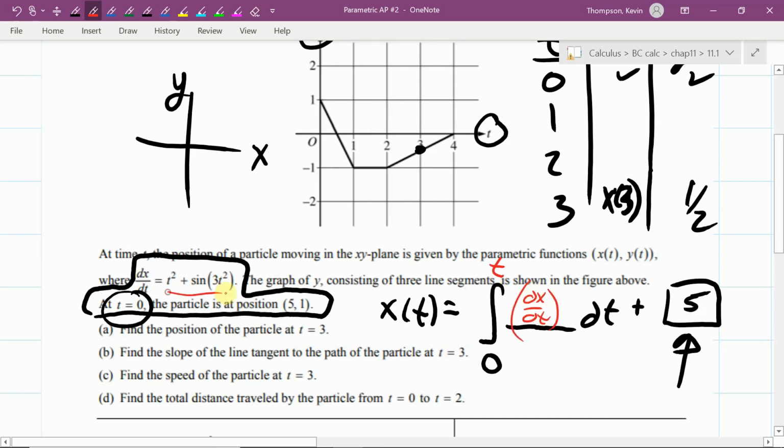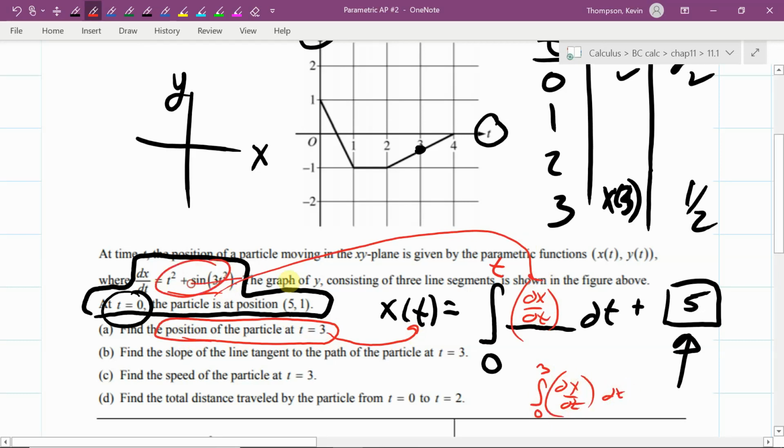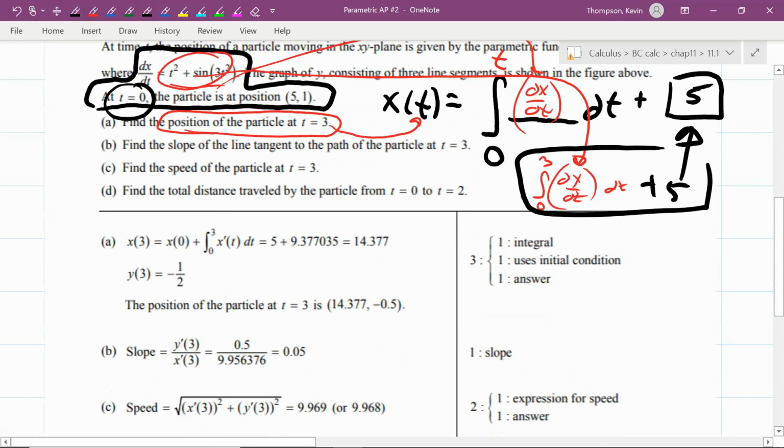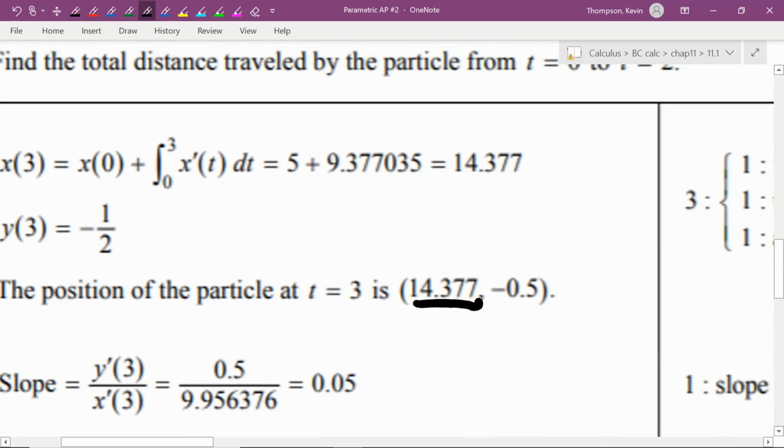So this goes here. Now, when this is saying find the position of the particle at t equals 3, well, I could put a 3 in now for t, couldn't I? So this becomes the integral from 0 to 3 of my dx dt. And so it's really just this. Don't let the notation or the number of dt's there bother you. Add this 5. Type that in your calculator. I have the answer here somewhere below. So remember, you're only finding the x value there, which, College Board says, is that.